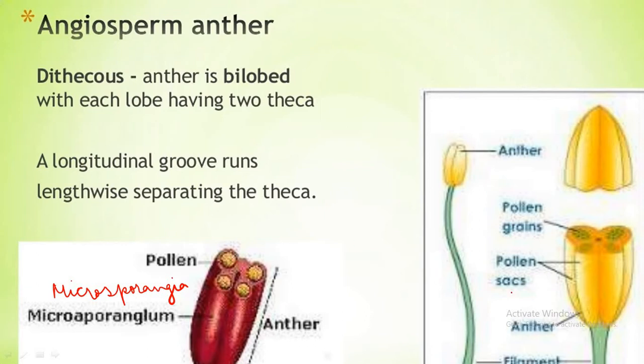See here, you can see in this diagram, these microsporangia in the later stage of development will get converted into pollen sacs. And in the pollen sac there are many pollen grains. Or in other words, pollen sacs are packed with pollen grains. Clear? I hope there is no doubt in this. So let us move to the next slide.